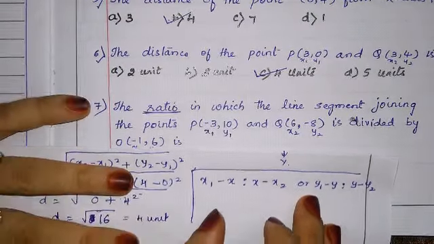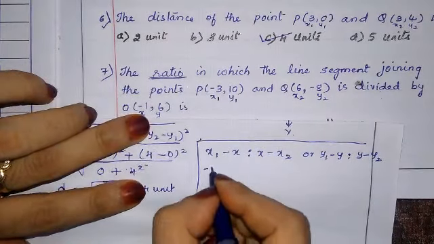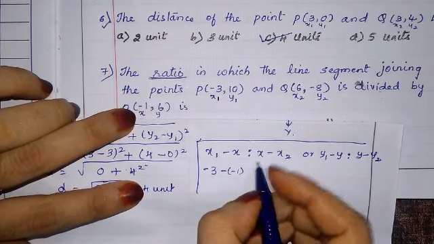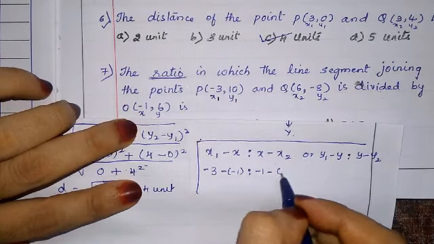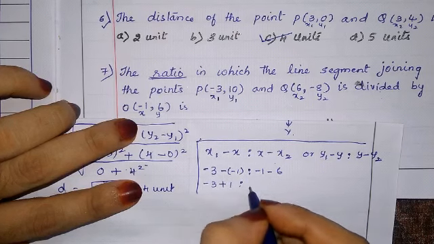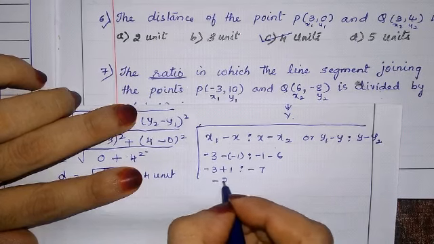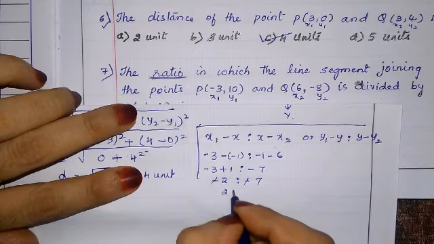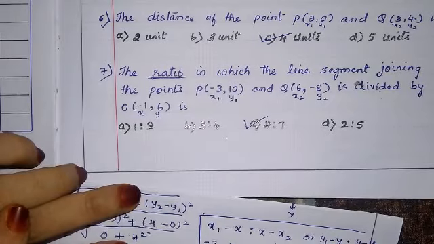Okay, let us see the points. x1 is minus 3, x is minus 1, so x1 minus x is to x minus x2, where x is minus 1 and x2 is 6. Minus 3 minus (minus 1), that is minus 3 plus 1, is minus 2. Is to minus 1 minus 6, that is minus 7. Minus 2 is to minus 7, minus minus got cancelled. 2 is to 7 is the correct answer. C, 2 is to 7 is the correct answer.